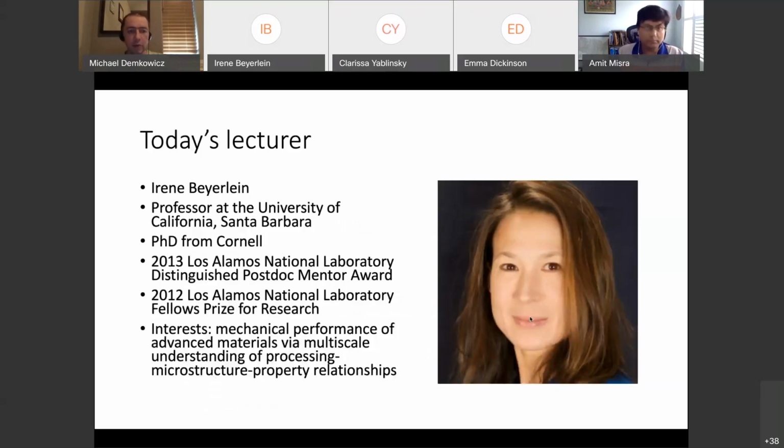Irene Beyerlein is a professor at the University of California at Santa Barbara. She received her PhD from Cornell University. She's a highly prolific and highly recognized scientist. In 2013, she received the Los Alamos National Laboratory Distinguished Postdoc Mentor Award, indicating her commitment to mentorship. And in 2012, the Los Alamos National Laboratory Fellows Prize for Research.